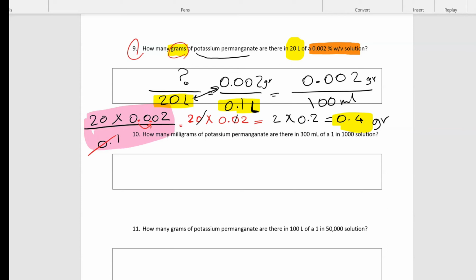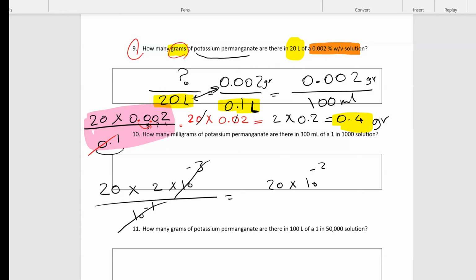Also, for answering this question, you can write 20 times 2 times 10 to the power of minus 3. Here is 10 to the power of minus 1. So one of these will cross, and then 20 times 10 to the power of minus 2. It's equal to 2 times 10 to the power of minus 1, and so your answer would be 0.4 as well.